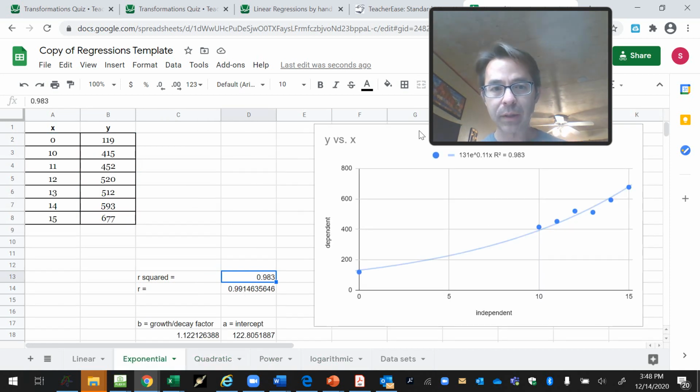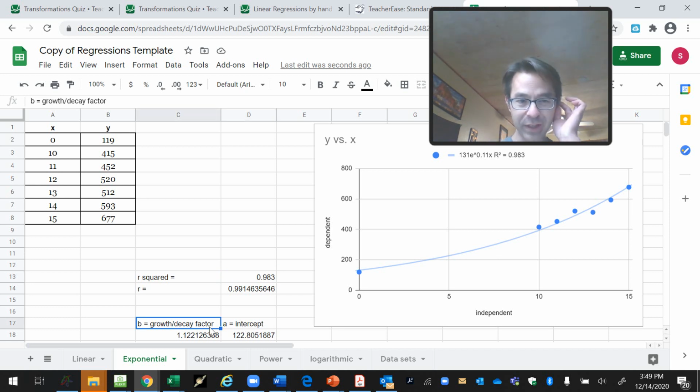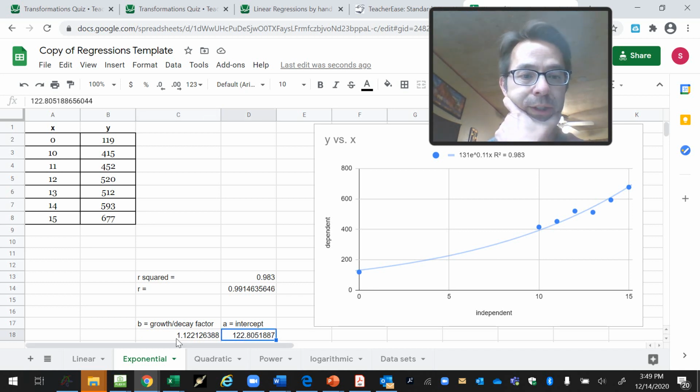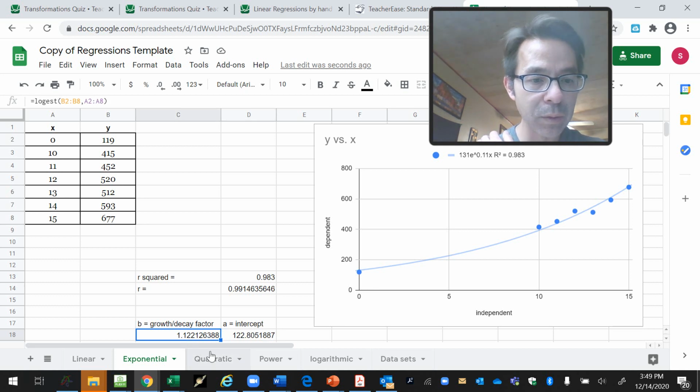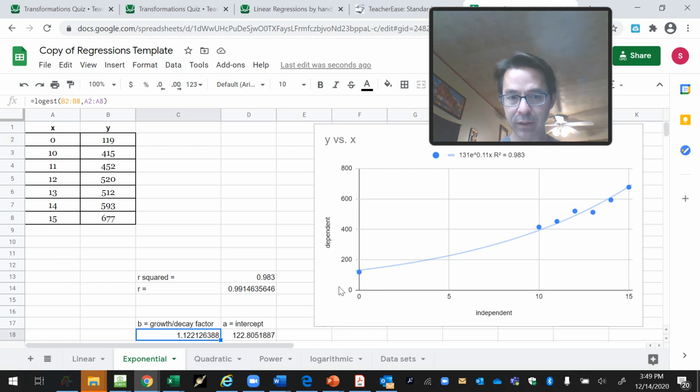Okay, so the issue with exponential regression with Google Spreadsheet is it spits out this equation that we have never really experienced. So I had to input a new formula so it gave it to us in the form that we're familiar with, which is a times b to the power of x. So there's your a value right there, 122.8, and the b value is 1.122 to the power of x. And as you can see from the graph, it's actually a very good fit, meaning most of the data points are very close to the curve.